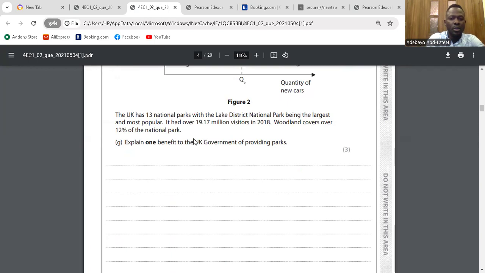There's a case study there about the UK. It says, explain one benefit to the UK government of providing parks. So I wrote, the advantage of national parks is that it could increase the export of services.